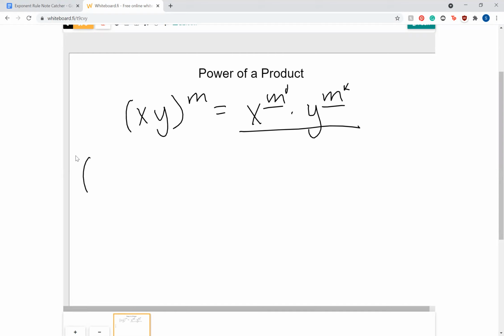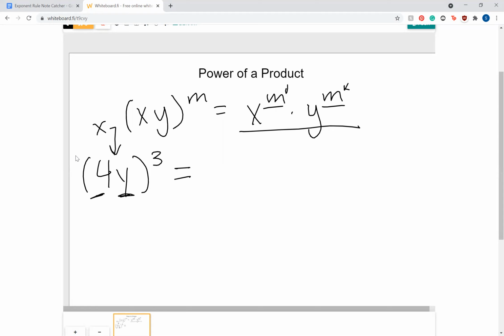So one from your note catcher is 4y, in parentheses here, to the power of 3, and then we want to rewrite this. So remember that when we see a coefficient 4 next to a variable y, it implies that there is multiplication happening in between there. So this is 4 times y, both to the power of 3. So go ahead and pause the video and give this one a shot.